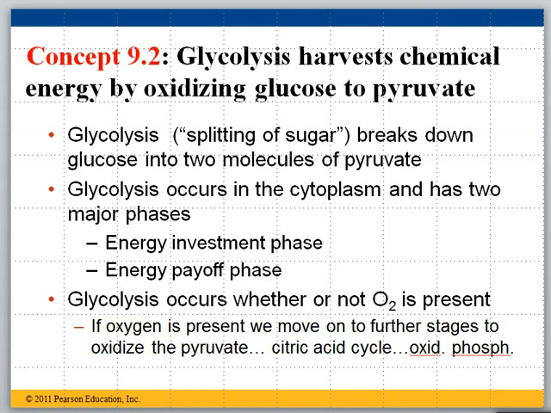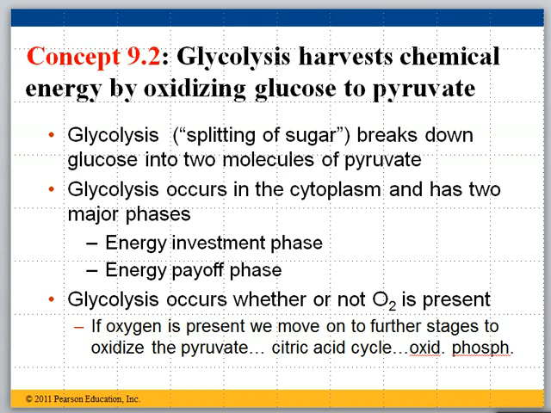This happens outside of the mitochondria. This occurs in the cytoplasm of the cell, and it basically has two stages. There's an energy investment phase, where the cell actually has to expend energy to make the first part happen. And then there's what you would call an energy payoff phase, which is where energy is received back from the final reaction or from the final stage of this.